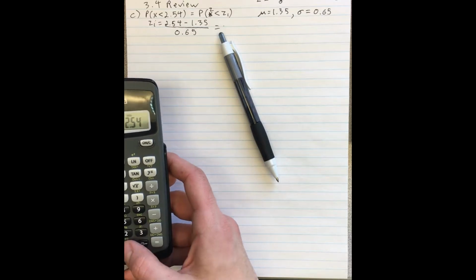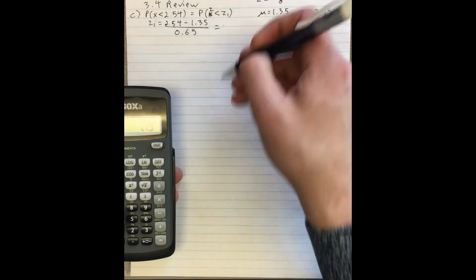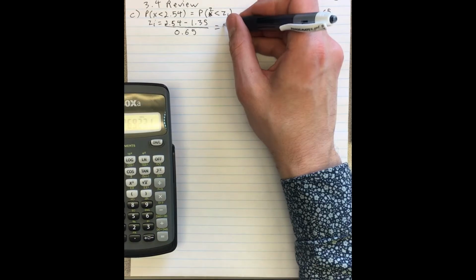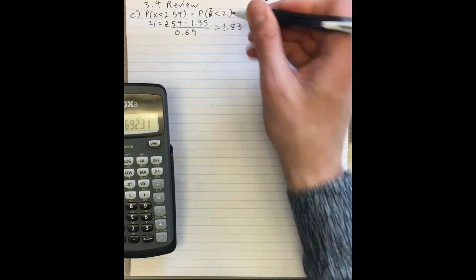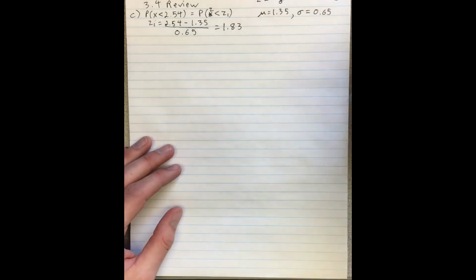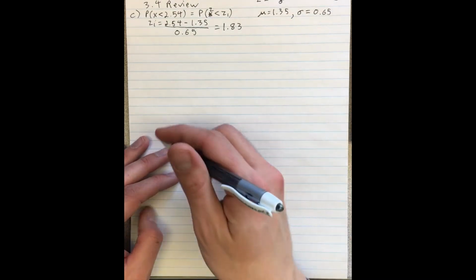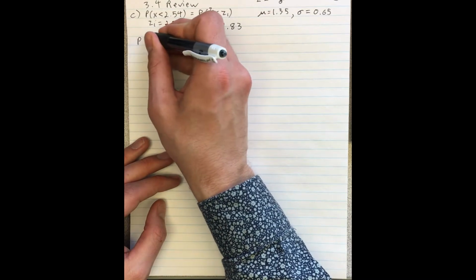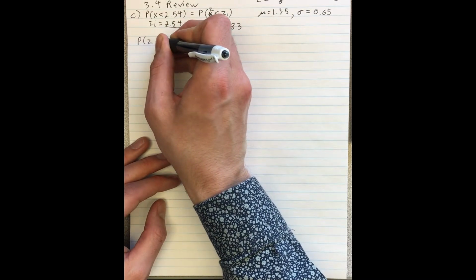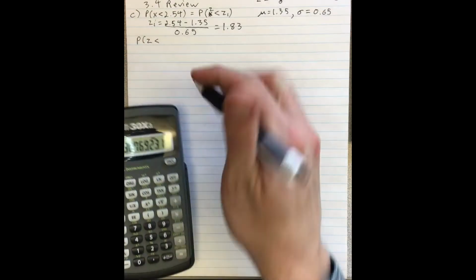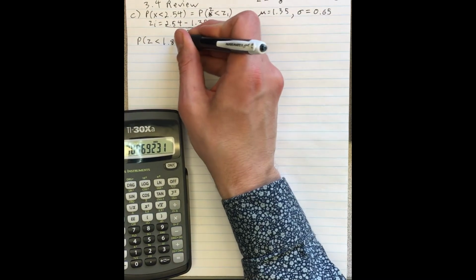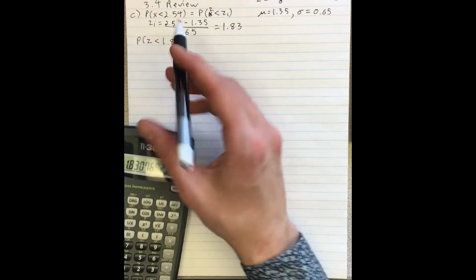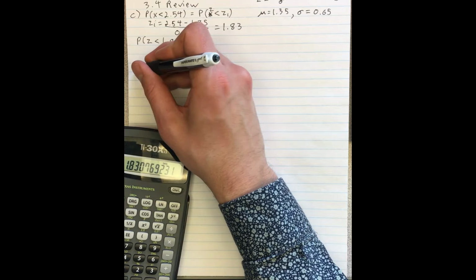What am I getting? 2.54 minus 1.35, I'm going to get 1.19 divided by 0.65. This gives me 1.83. Remembering just to round to 2 decimal places because that's all we need to make the standard normal distribution chart work. Okay, so now we're saying the probability that z is less than 1.83. Okay, this is what I'm now trying to figure out. So I'm going to draw it.